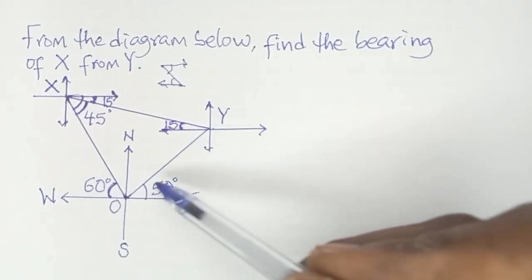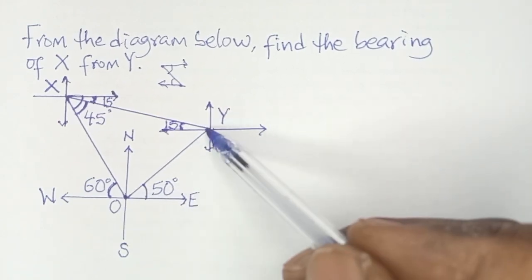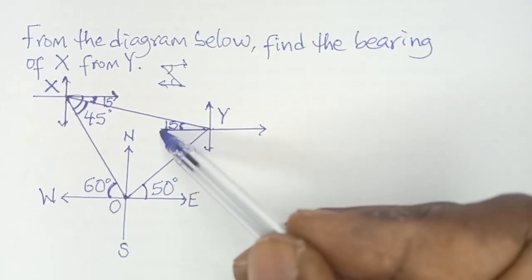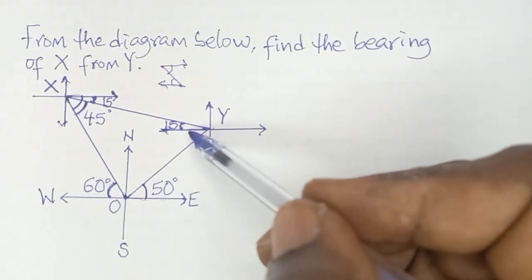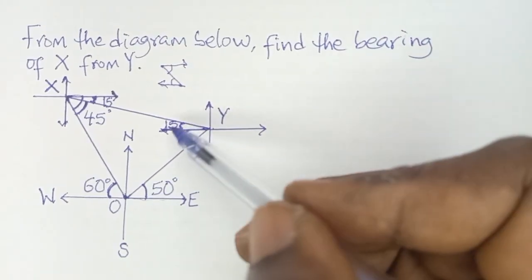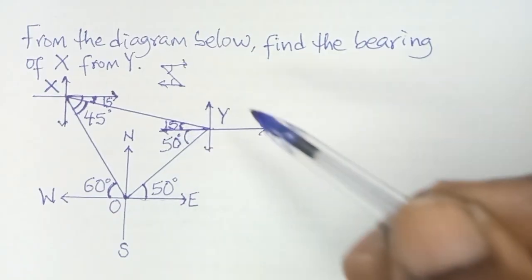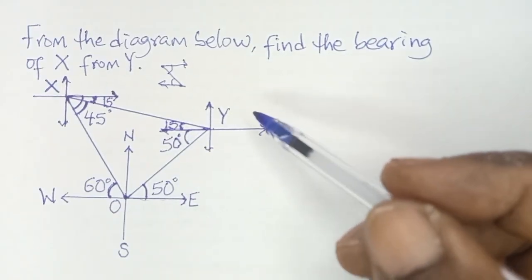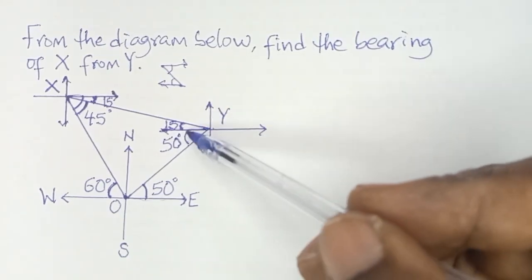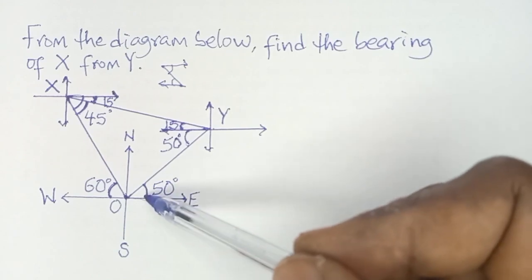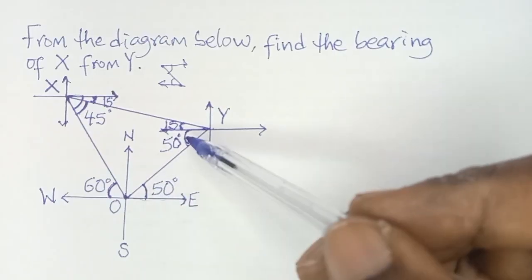Now, look at this angle here, 50 degrees. This east line and this line here too are parallel lines. So if this is 50, that means this angle here will also be 50 degrees. Even though this 50 degrees is not really necessary, I just want you to understand that this is 50 and this is also 50. So these two angles are alternate angles.